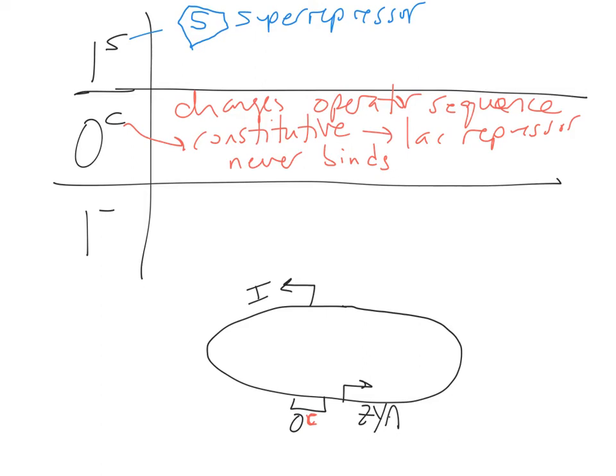What's the interaction between that small molecule lactose and lac repressor? What happens? So lactose physically binds lac repressor. There's repressor, there's lactose. So what happens when lactose goes and binds into its site on lac repressor?